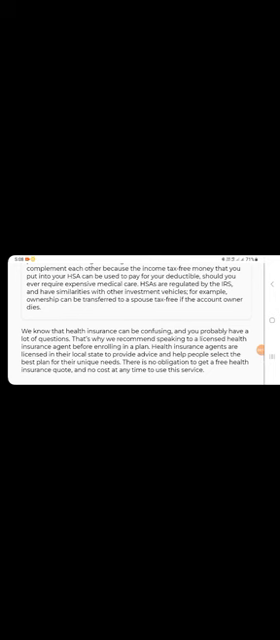complement each other because the income tax-free money that you put into your HSA can be used to pay for your deductible, should you ever require expensive medical care. HSAs are regulated by the IRS and have similarities with other investment vehicles. For example, ownership can be transferred to a spouse tax-free if the account owner dies.